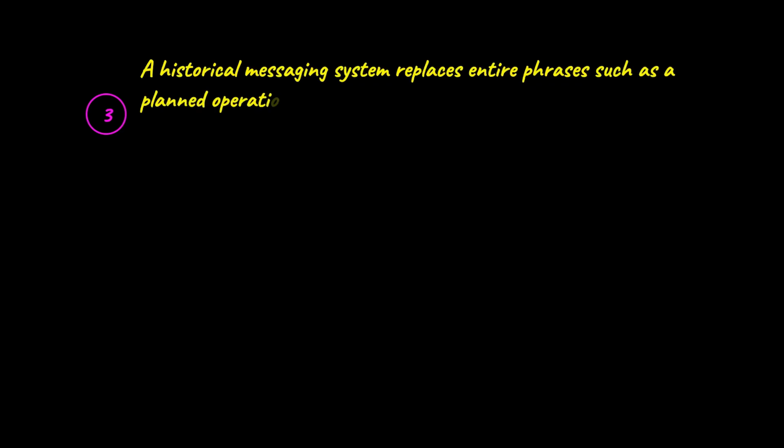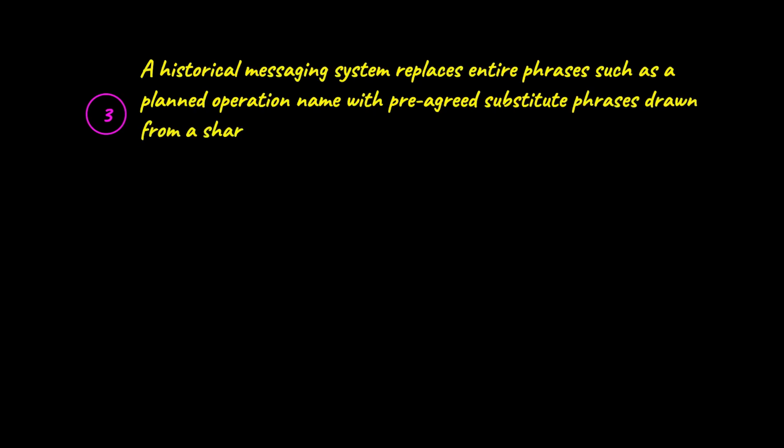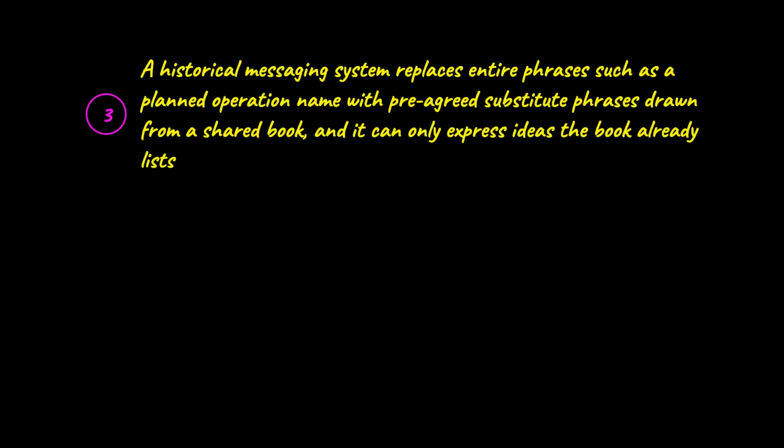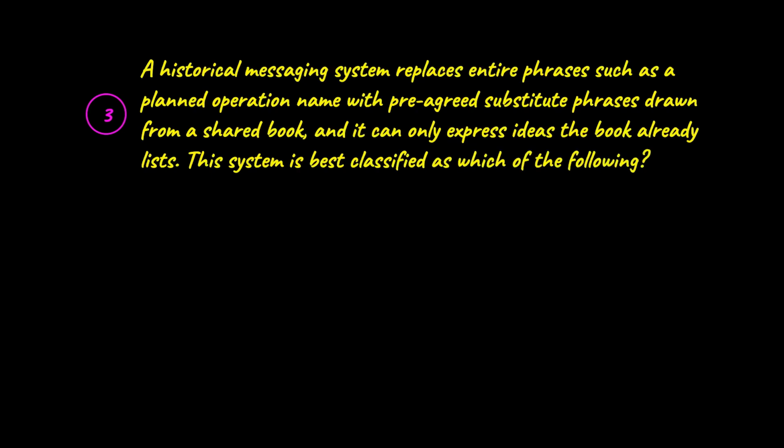Question 3. A historical messaging system replaces entire phrases, such as a planned operation name, with pre-agreed substitute phrases drawn from a shared book, and it can only express ideas the book already lists. The system is best classified as which of the following?